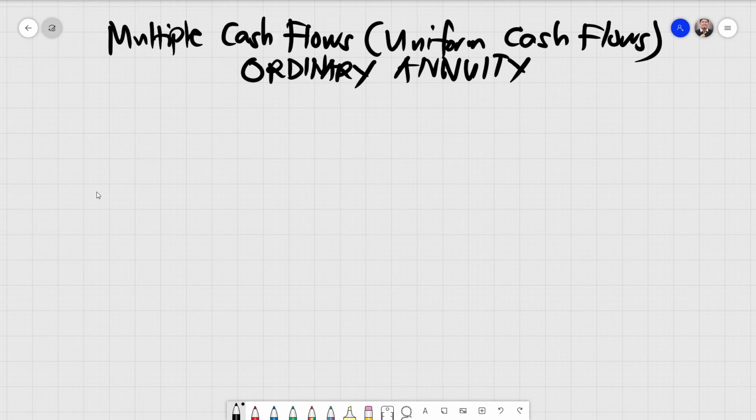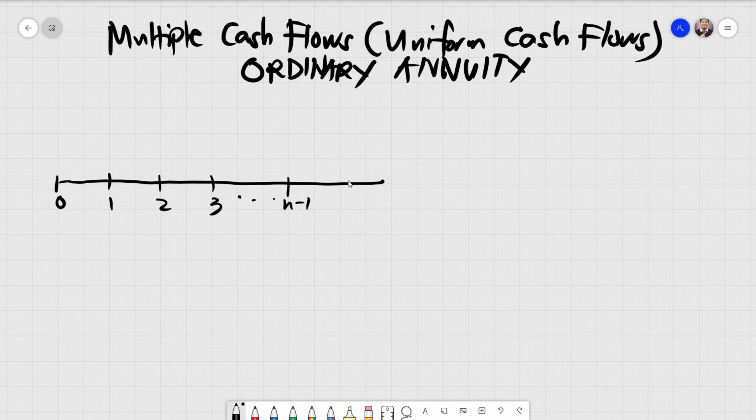Okay, so mag-drawing tayo ng cash flow diagram para makita natin yung cash flow. So, we have this cash flow diagram here. This is year 0. This is year 1. This is year 2. This is year 3. And say, for example, this is year end minus 1, and this is year end. So, we have these cash flows here.